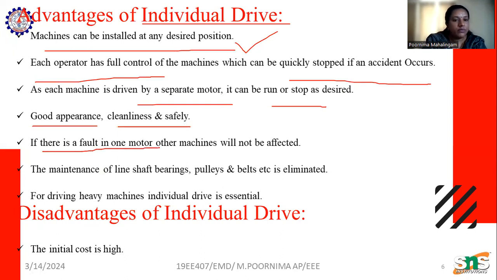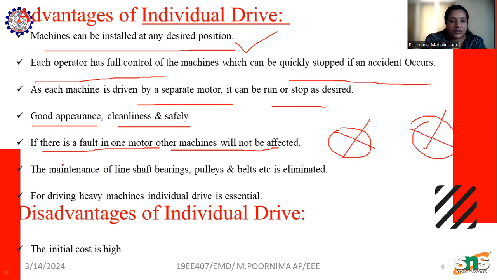If a fault happens in one motor, the other motors will not be affected. The maintenance of line shaft, pulley, and belts, etc. is eliminated, so the belt and pulley are eliminated. And for driving heavy machines, an individual drive is essential and preferred.